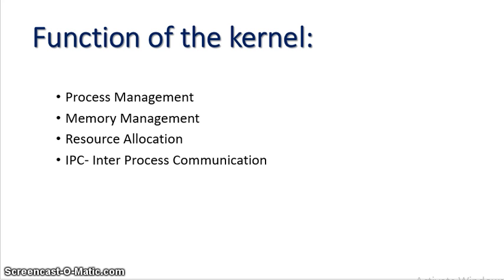Functions of kernel. Process management. Process management is nothing but allocating resources to processes and maintaining synchronization between processes. Memory management. In memory management, kernel manages primary memory and moves processes back and forth between memory. It keeps track of memory independent of whether processes are executing or not.